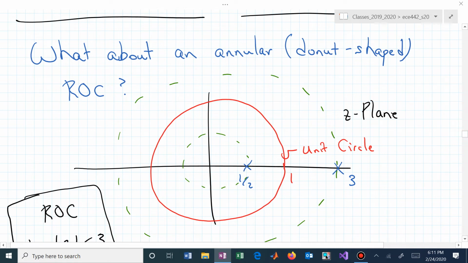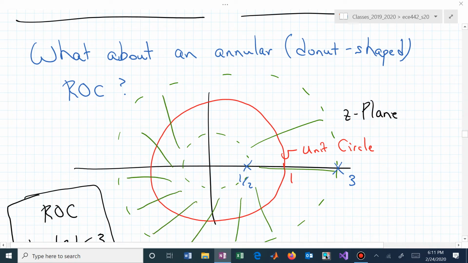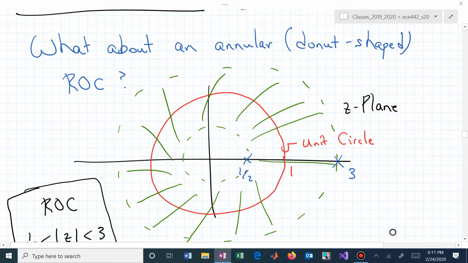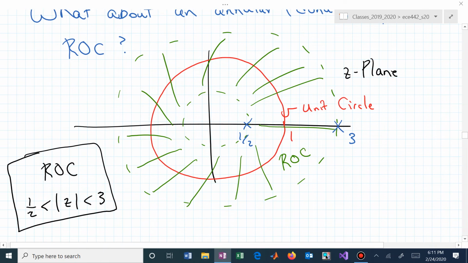Where's the region of convergence? Inside 1/2? Beyond 3? It's annular, you said. So that means it's between the 2. There's our region of convergence. It's between 1/2 and 3.